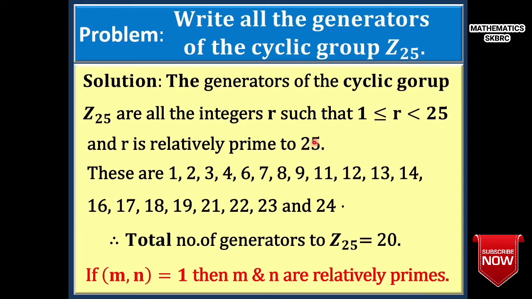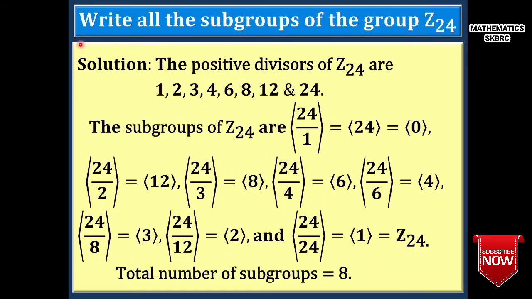Suppose 8 and 25. There is no common divisor of 8 and 25. They are relatively prime numbers. Similarly, 9 and 25 are relatively prime. 11 and 25 are relatively prime. Therefore, the total number of generators of the cyclic group Z25 is 20. These are the 20 generators. Hence completed.